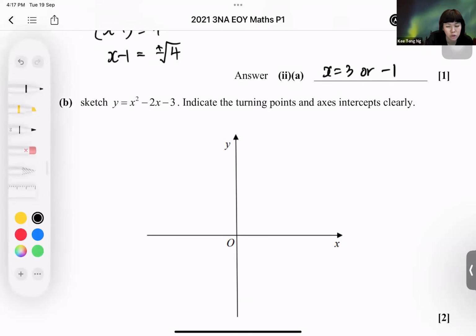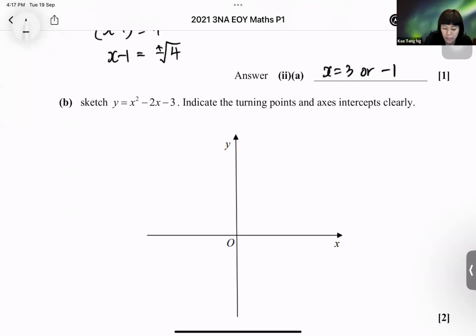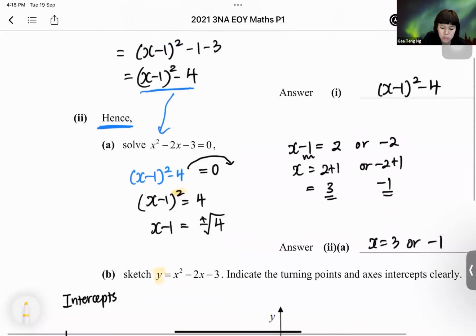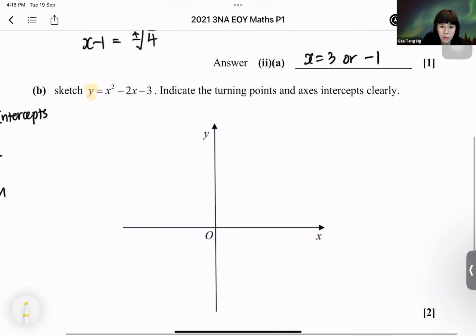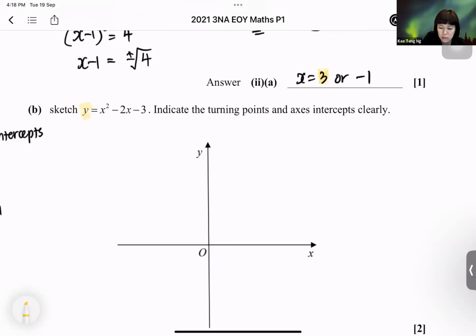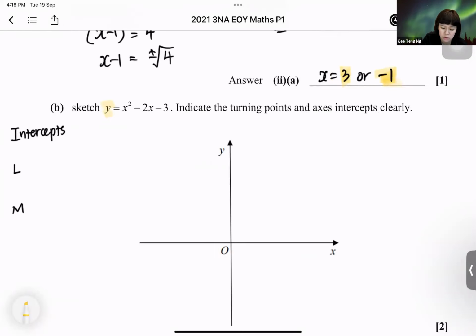So for normal sketching of quadratic graph, we always know that quadratic graph got three important things. I, L, M. Okay, what is the I? The intercepts. What's the intercept? The x-intercept. So take a look at our answer. X-intercept is when y is equal to 0, right? When you notice y equals 0, what are the x solutions? I already have my x-intercept answers, 3 or -1.